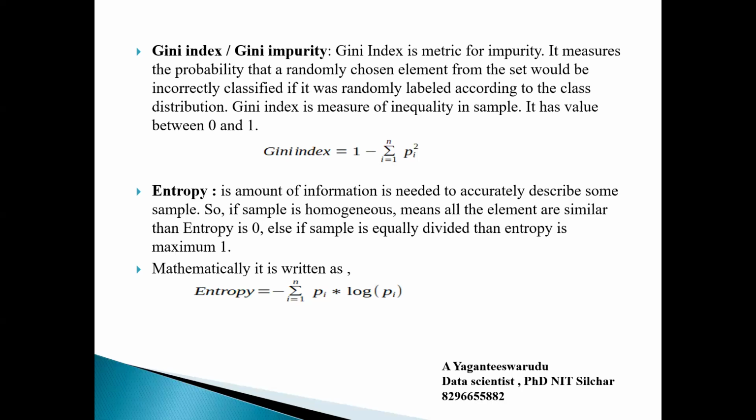The formula for Gini index is 1 minus the summation of i equal to 1 to n of p_i squared, where p_i is the probability of that particular class. For all the classes, we need to calculate the probability. We'll see it with an example.